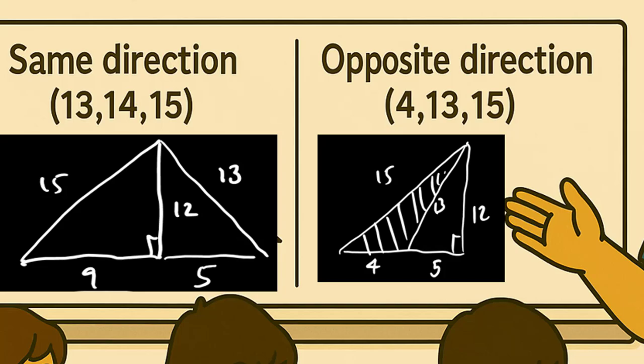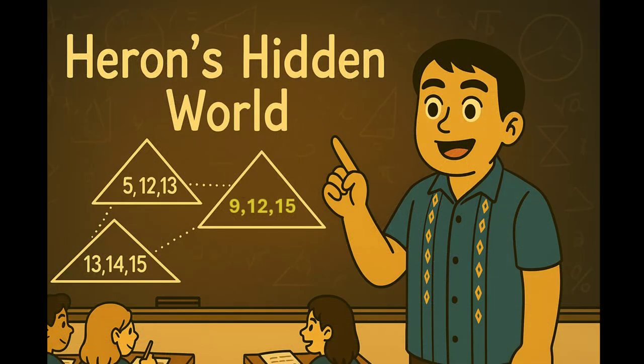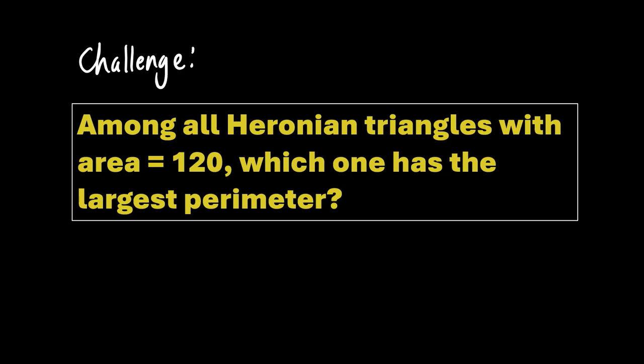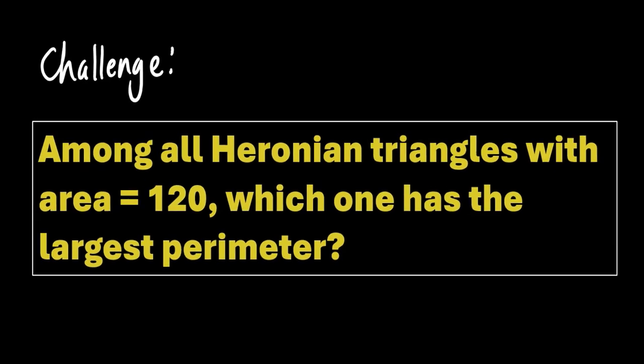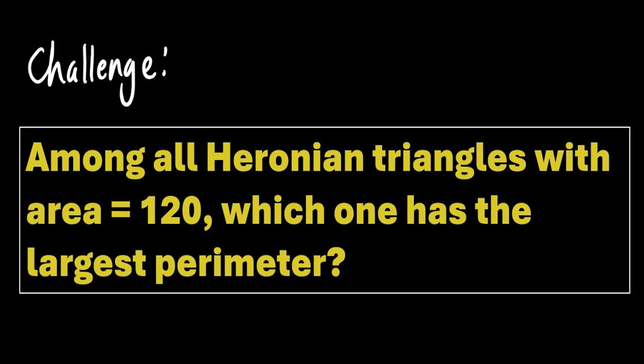Now there's a challenge for you. Among all Heronian triangles with area 120, which one has the largest perimeter? Give me your answer in the comments.